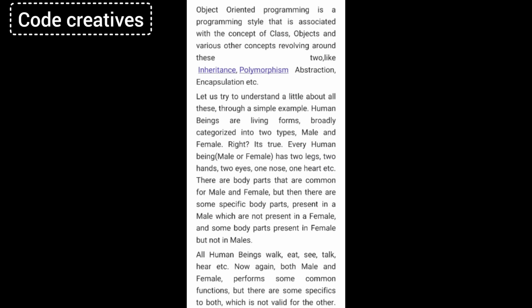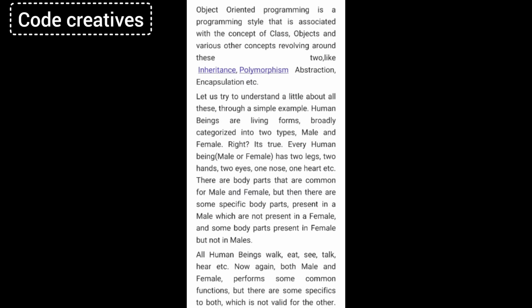Human beings are living forms, broadly categorized into two types, males and females. Right? That is true. Now every human being, male or female, has two legs, two hands, two eyes, a nose and one heart, etc. So these are the body parts that are common to male and female. But then there are some specific body parts present in male which are not present in female, and there are some body parts present in female but not in male.